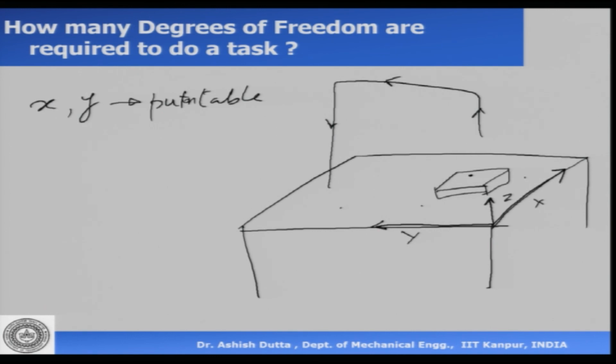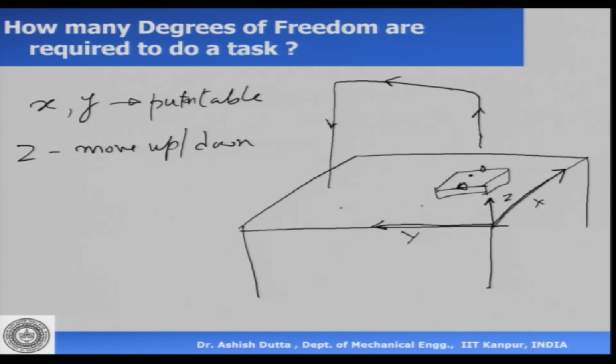Now, the robot has to catch the object, maybe at this location or at that location, and then take it up. So, it has to move along the z direction, up or down. The robot will catch the object and take it up along this axis, then move it sideways. So, this is my z. So, 1 more degree of freedom for the z.